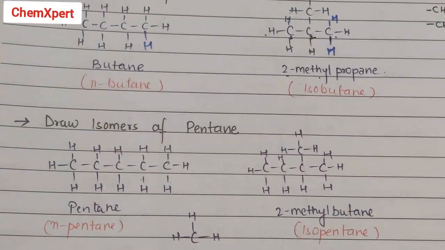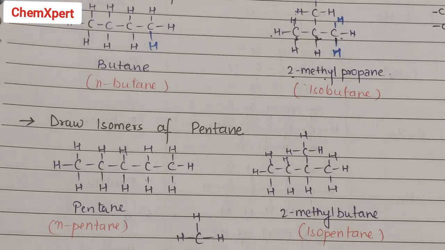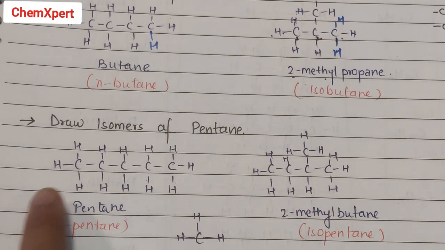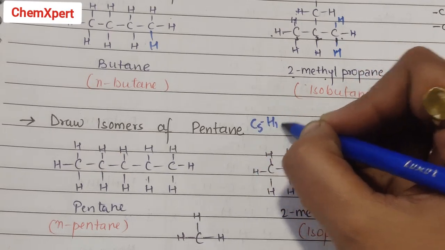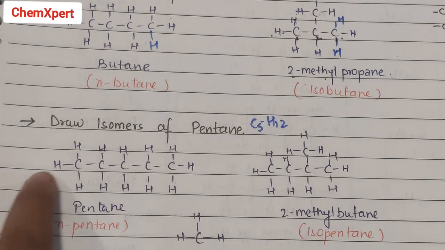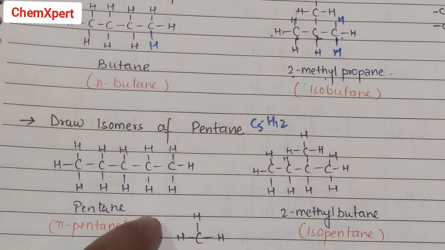Now if we have to draw the isomers of pentane, it is also a 3-mark question. So first we will write just a straight chain structure. What is the formula of pentane? C5H12. First, the simplest way, write a straight chain structure of C5H12.